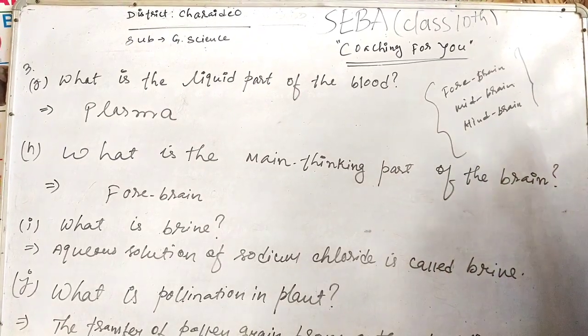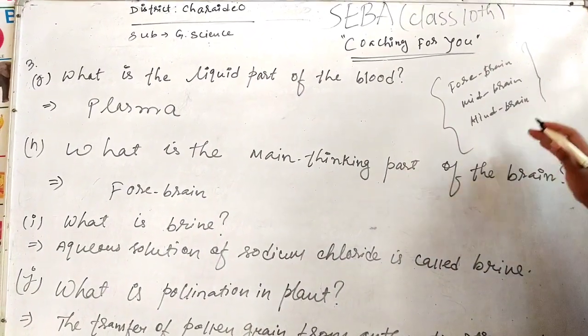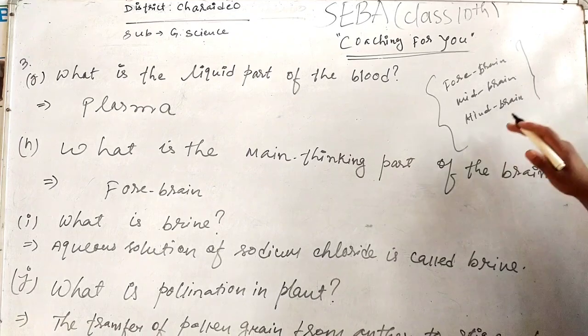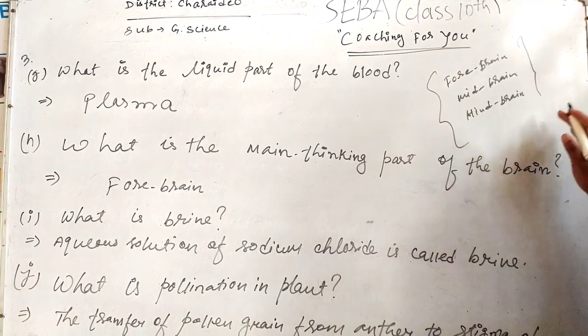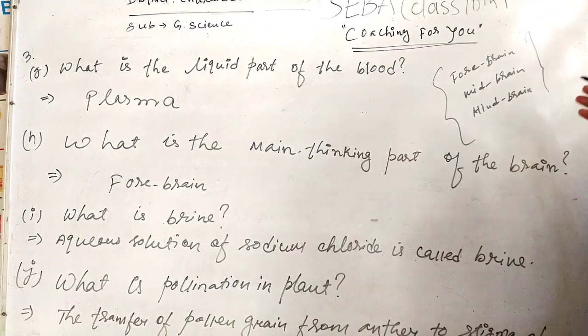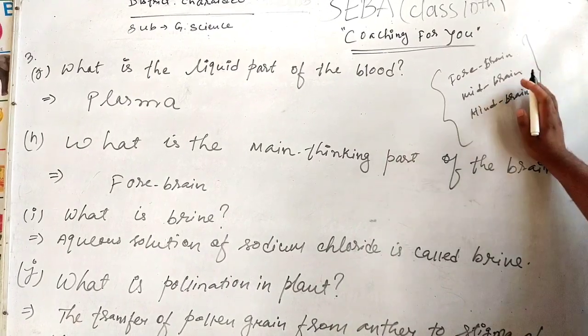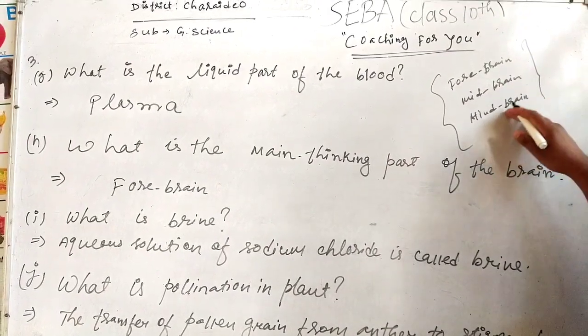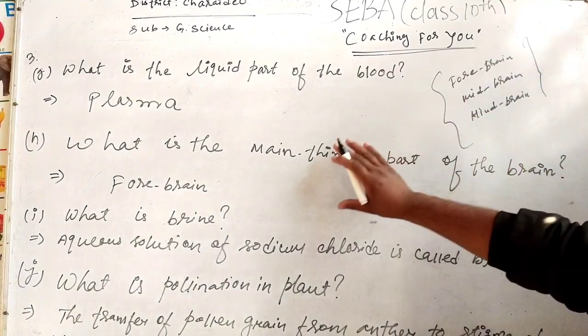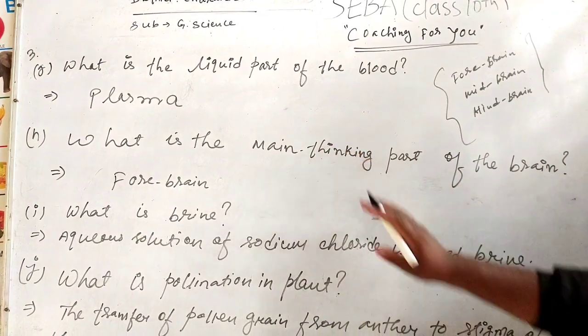Now midbrain has different function, like controlling some involuntary actions, or some type of actions which are controlled by midbrain. Hindbrain also similarly has some functions to do, whereas the main thinking part of the brain is forebrain.